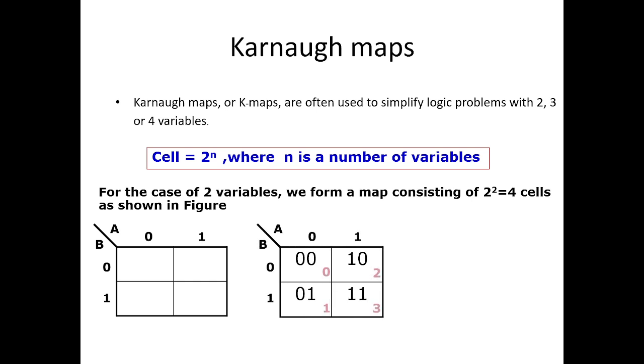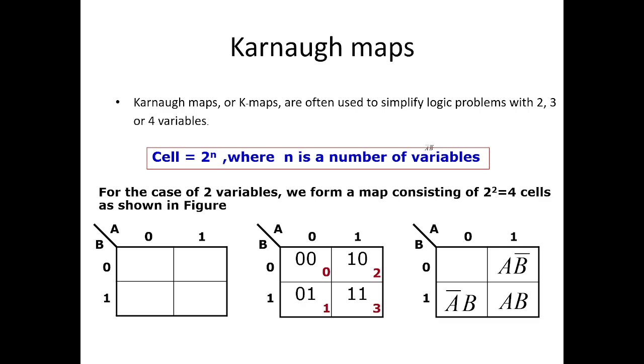We can get the number of cells using the formula 2 to the power n, where n is the number of variables. For the case of 2 variables, we form a map consisting of 2 squared, so totally 4 cells, as shown in the figure. We have 2 rows and 2 columns in a 2 variable K map.